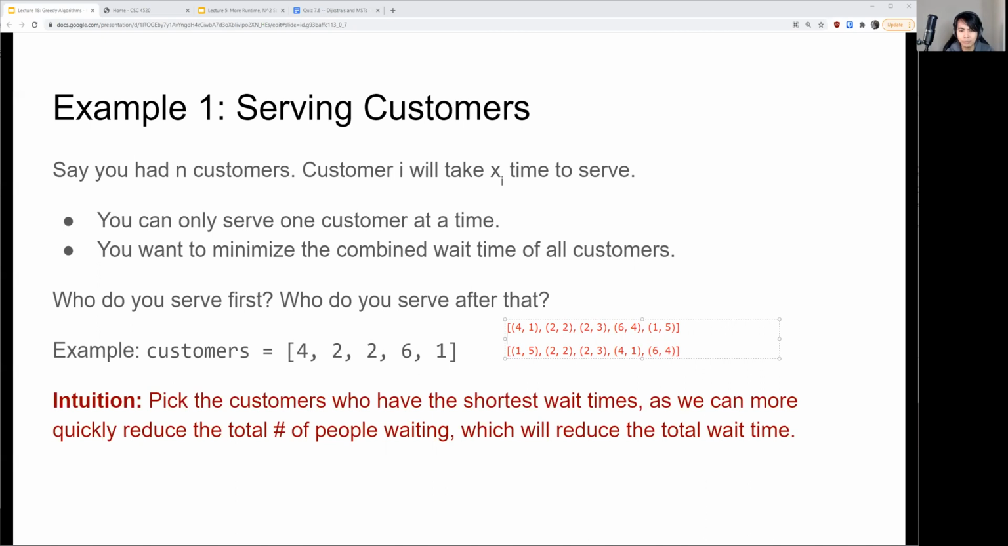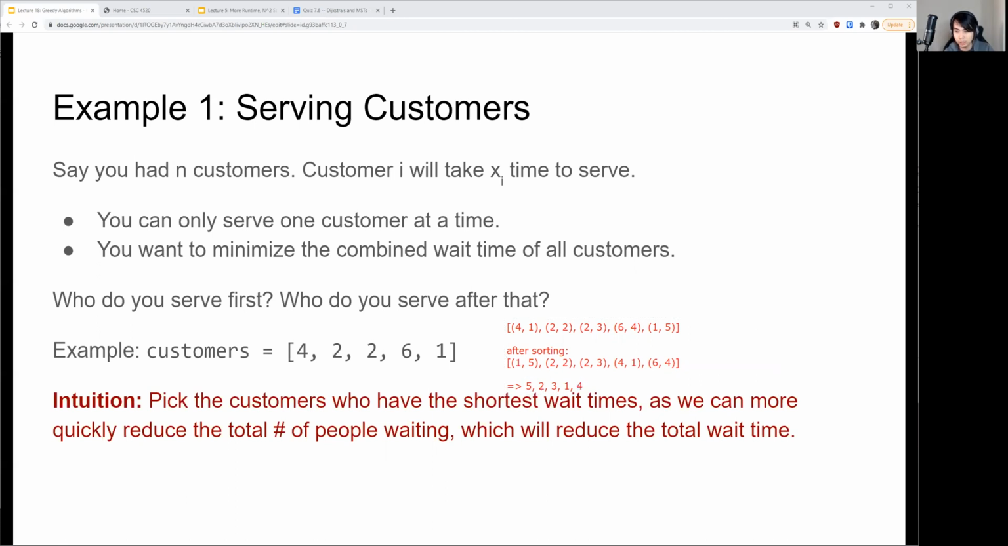But essentially, after sorting, we get this, and then we would just collect all of the customer IDs, indices here, and we would get at the end of the day 5, 2, 3, 1, 4, right? Which suggests that we serve customer 5 first and customer 4 last.